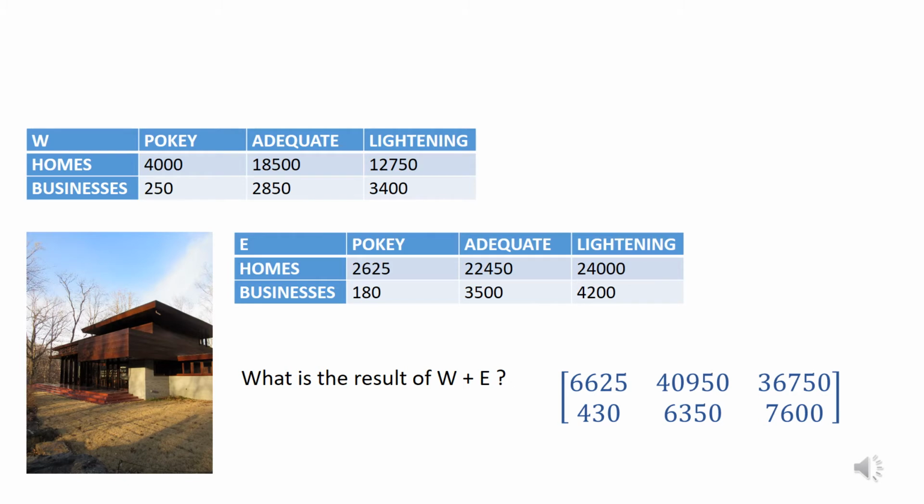So when you add matrices, they have to be the exact same size and you add like locations. Usually in an application, that also means you're adding like categories. Here, homes get added to homes, pokey gets added to pokey, adequate gets added to adequate, etc.